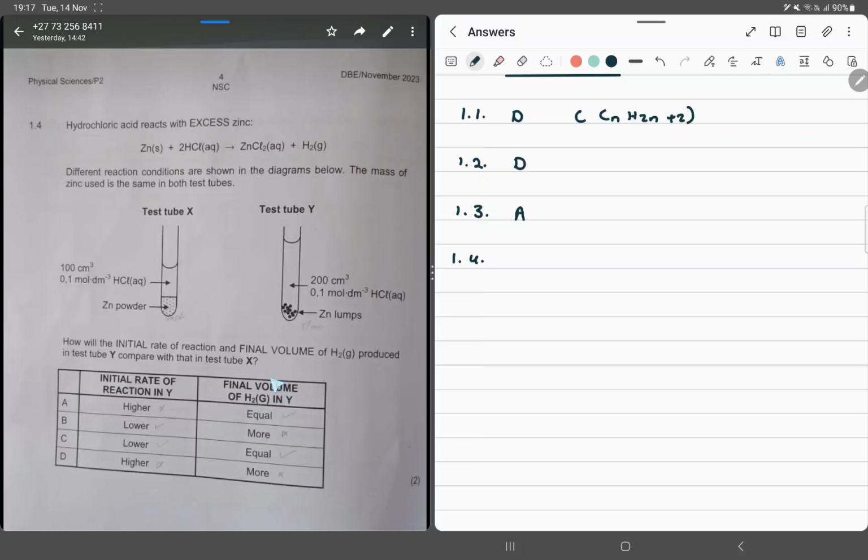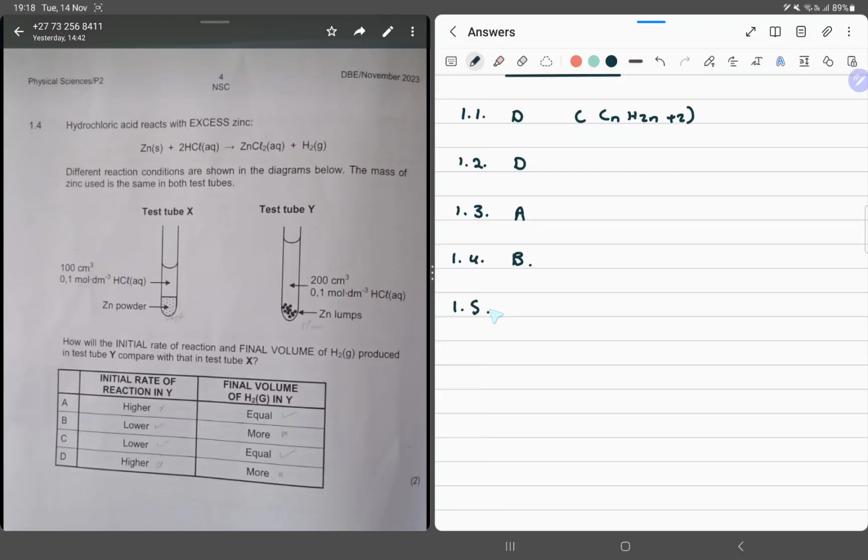That means the yield. Do we have more yield in test tube X than in test tube Y? Obviously the amount of acid available to form this hydrogen gas is less than the amount of acid that is available in test tube Y. So however slow this reaction is going to be, it will essentially give us more yield because we will chip into the zinc a bit more with more number of moles of the acid available. So essentially it will be more. So the answer becomes B for 1.4. All right, so the answer is B.